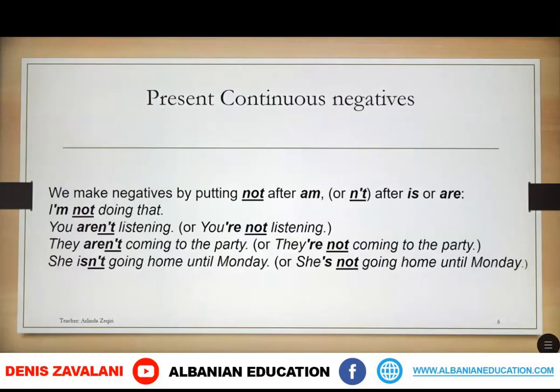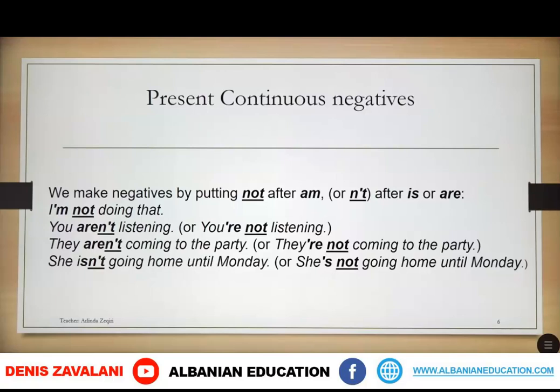When we use negative sentences in present continuous, we put not after the verb to be, like am, is, or are. We can also use the full form or the contractions. The contractions are made by removing the o in the word not and putting an apostrophe.